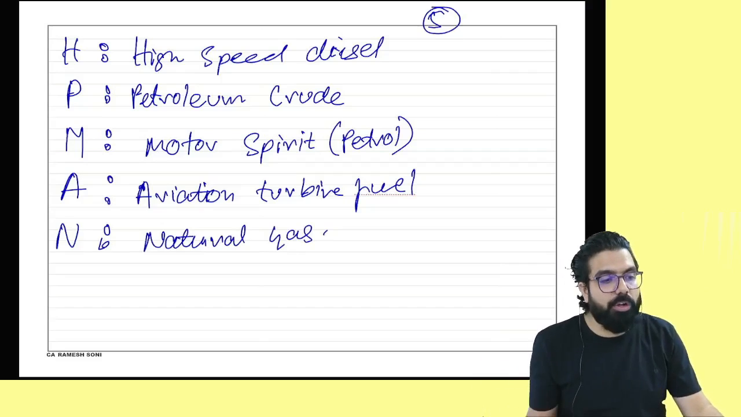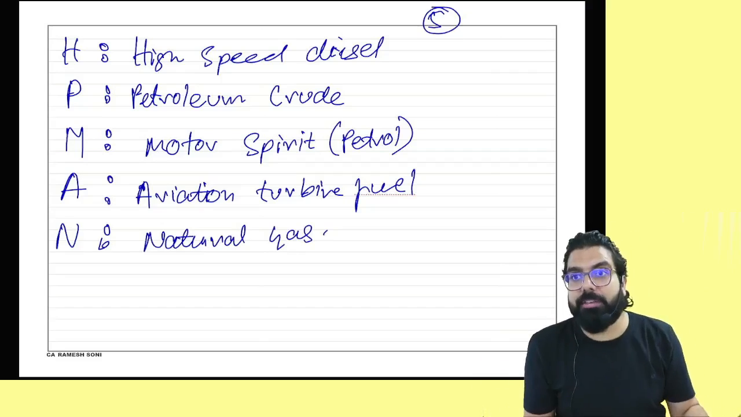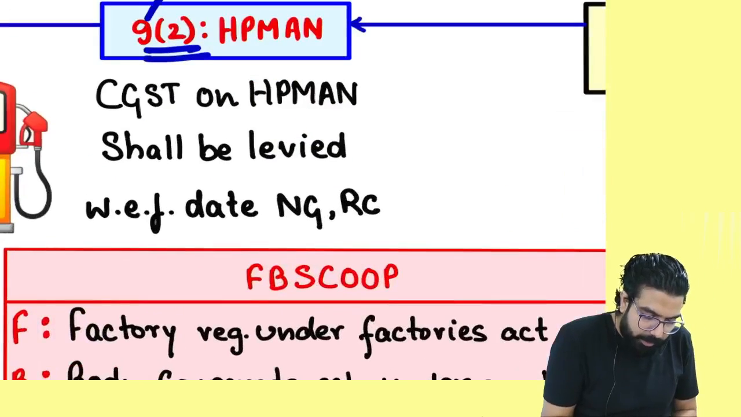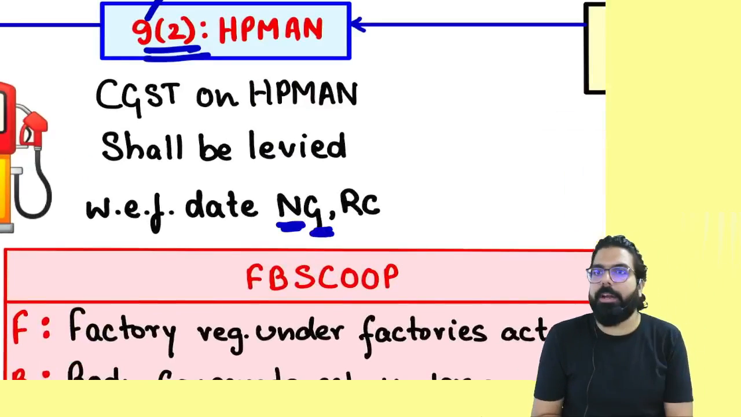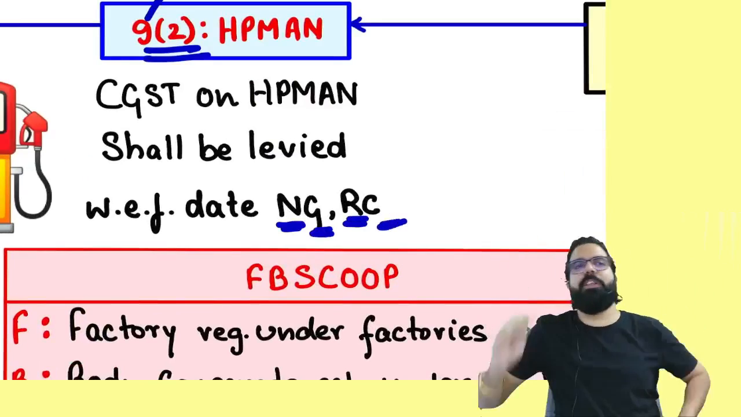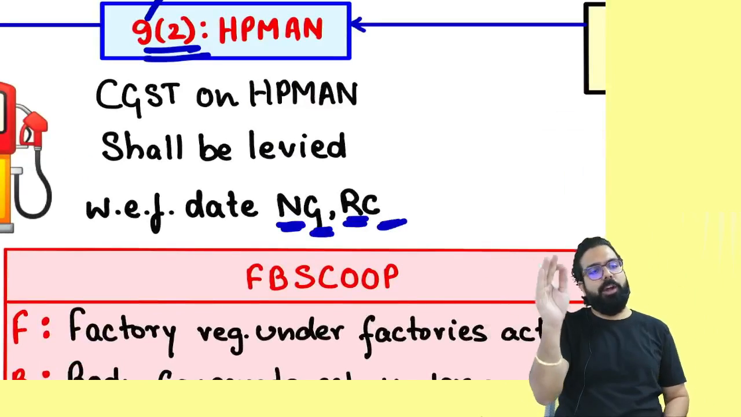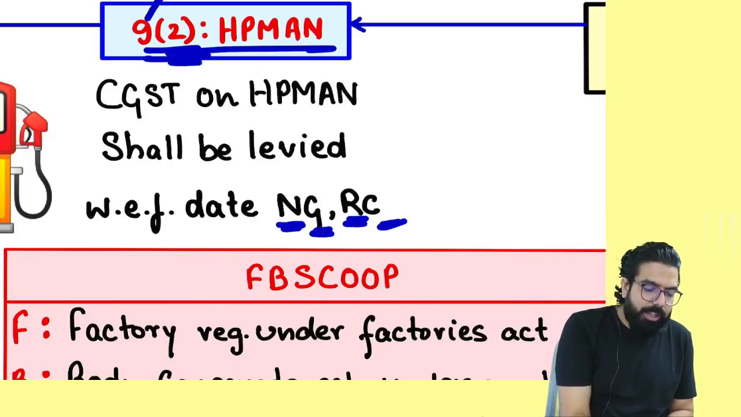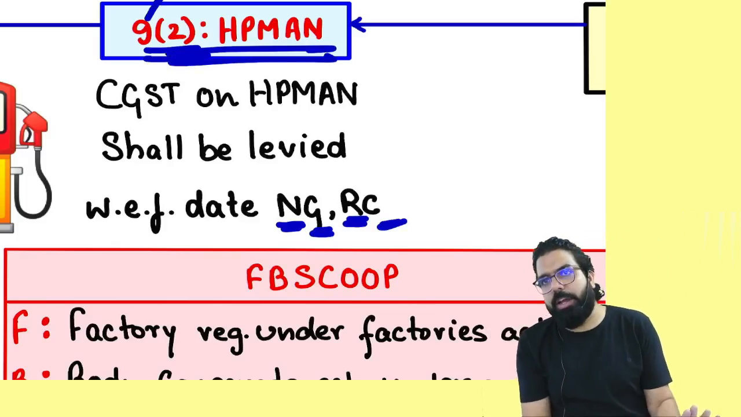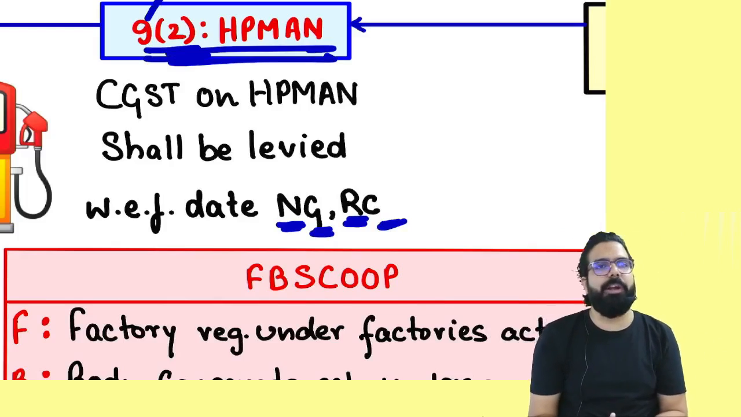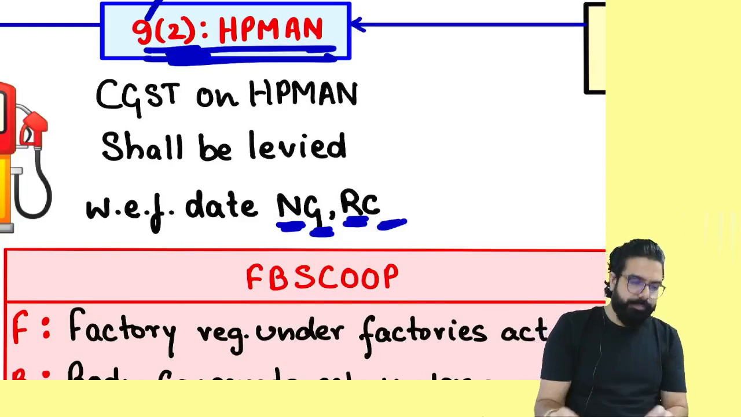As of now, these are out of GST, but on this, GST will come on a future date, as notified by the government on the recommendation of the council. Remember, NGRC means what, everyone? Notified by the government on recommendation of council. So as of now, GST is not there on these 5 petroleum products. It will come, but from a date notified by the government on recommendation of the GST council.